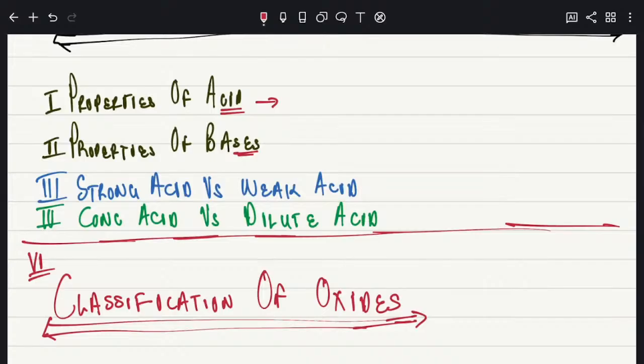Tell me what it does. And also tell me for a base. Also tell me the three characteristic reactions of acids. Tell me what happens when I take an acid and a metal.